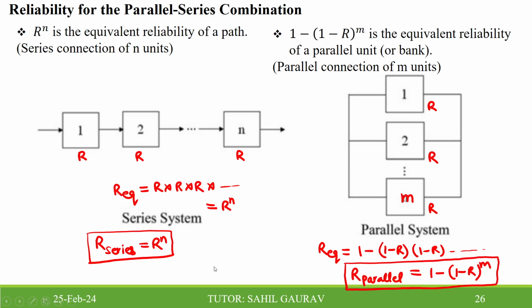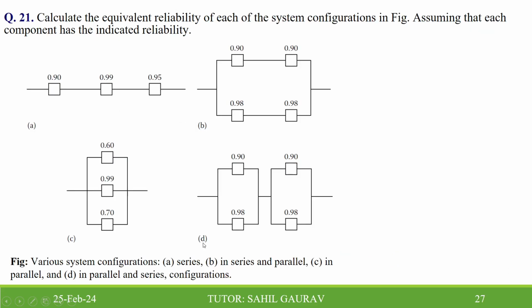Just keep in mind these two expressions, R series and R parallel. In series you have to just multiply all the reliability values, and in parallel you have to subtract from 1, that is, 1 minus each reliability value for each component. Like this you can find the equivalent reliability for a block diagram that is connected in series or parallel. So let us take one example based on this concept.